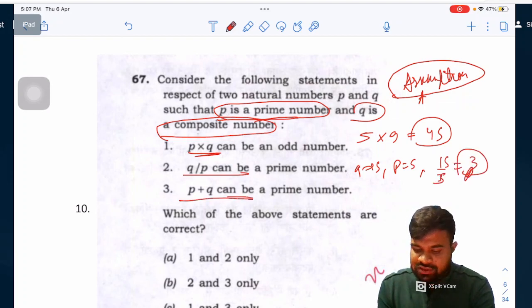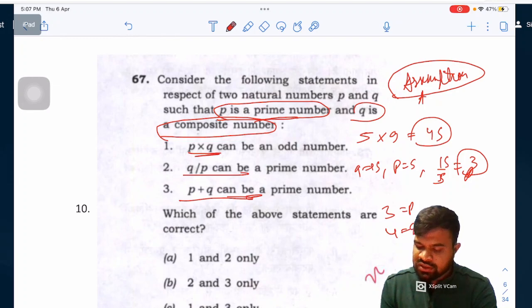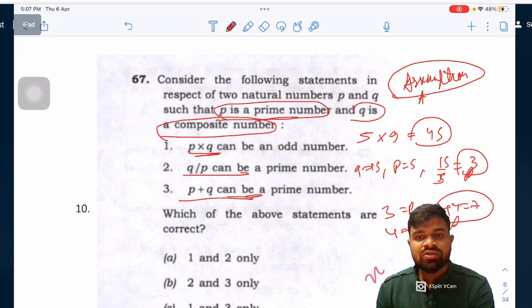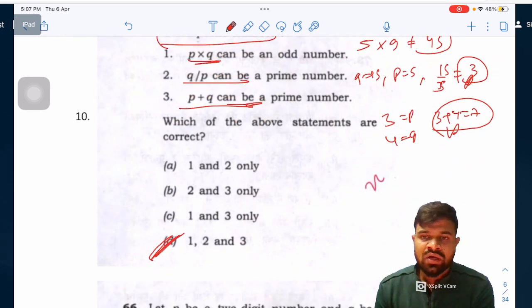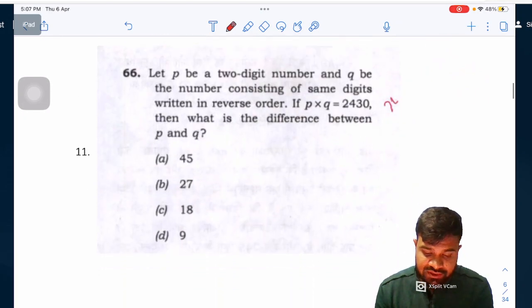Now P plus Q can be a prime number. See, 3 is prime. Let it be P. 4 is Q, that is composite. Now 3 plus 4 is equal to 7. It is a prime number. So all the statements can be true. But you just need to assume a number and check if it holds for that. That is the shortest or the smartest way to deal with such kind of questions.